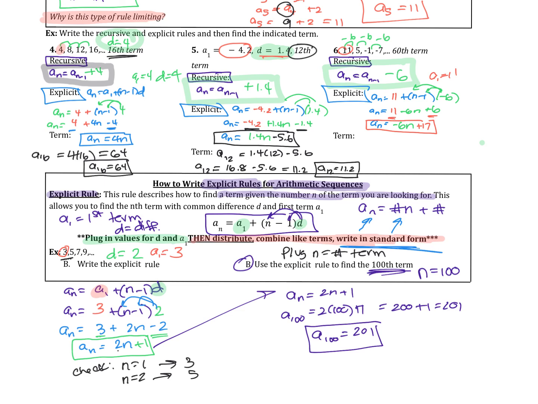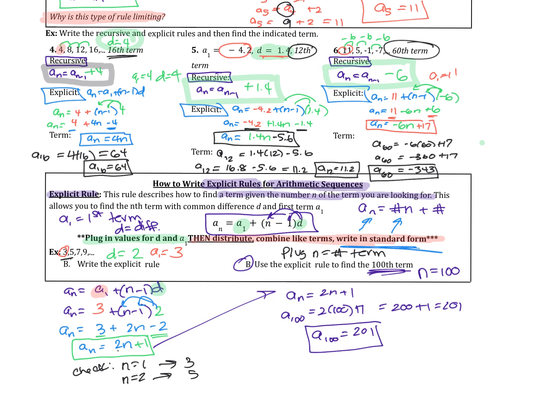All right, go ahead and pause the video and find the 60th term for number 6. All right, a sub 60 equals negative 6 times 60 plus 17. Which means that a sub 60, 6 times 60 is 360, so this is going to be negative 360 plus 17. And if I subtract here, that's going to give me negative 343. So a sub 60 is negative 343.